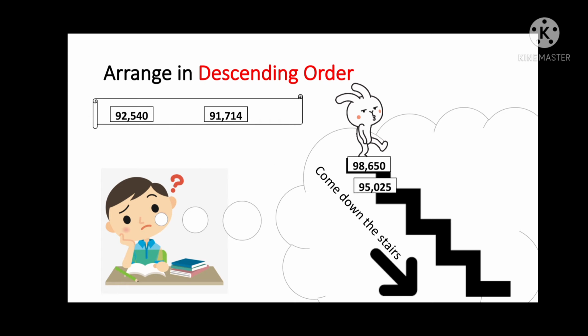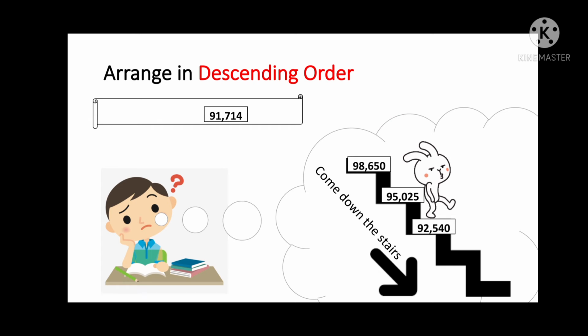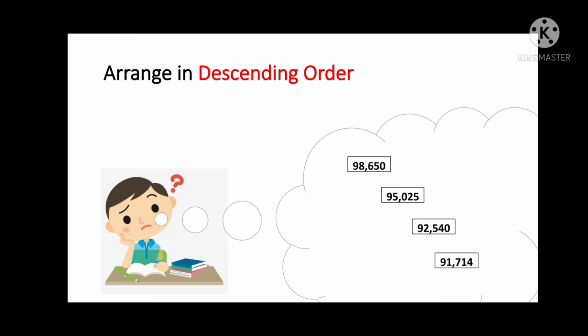98,650. Next, smaller one is 95,025. A step smaller than that is 92,540. And the smallest value number in this is 91,714. So then we have the descending order.